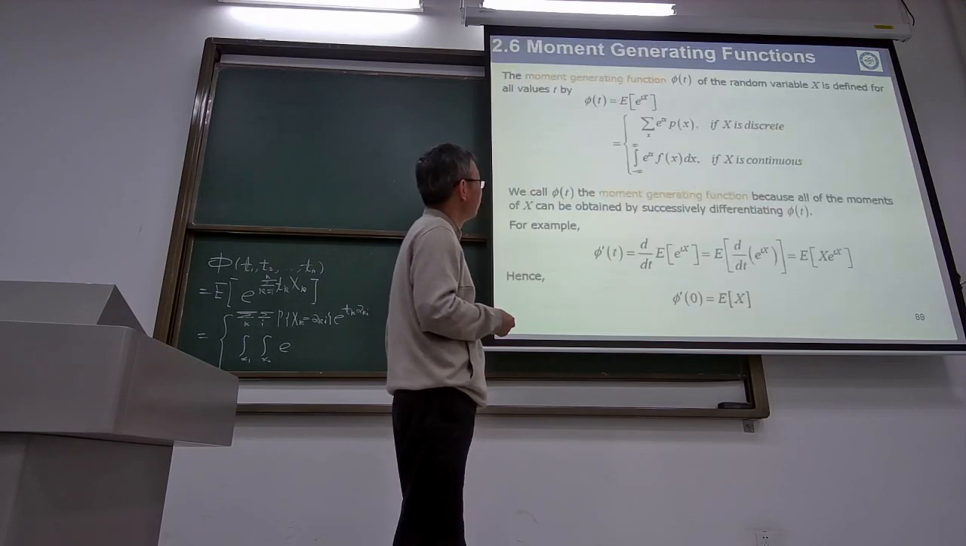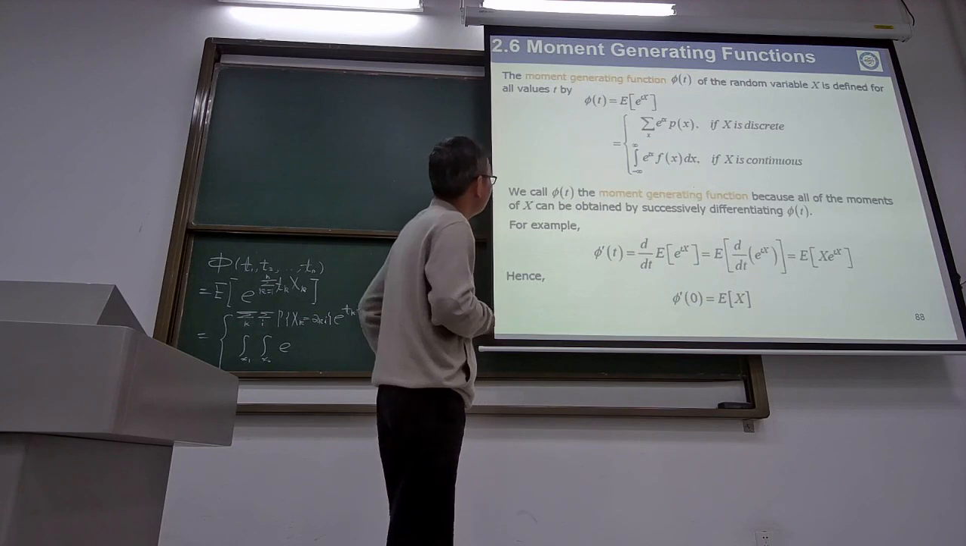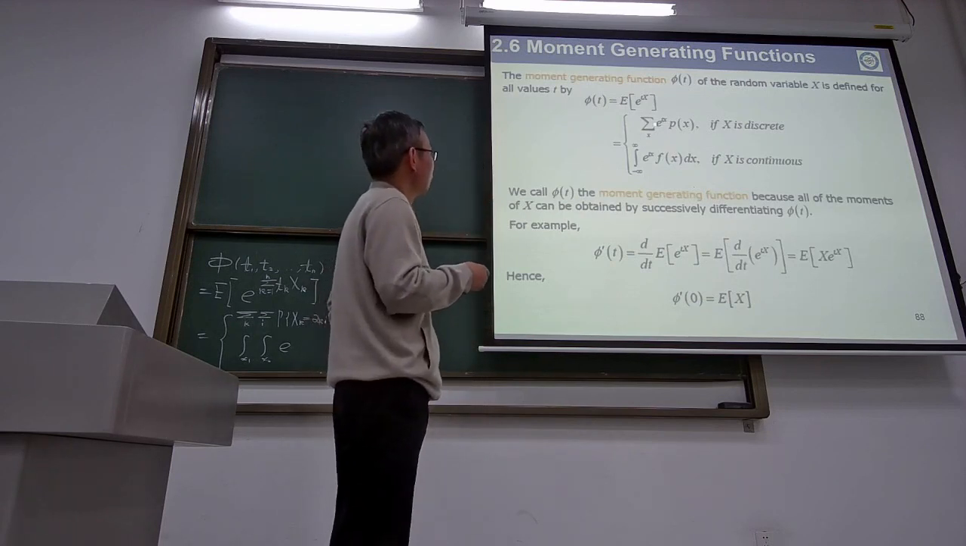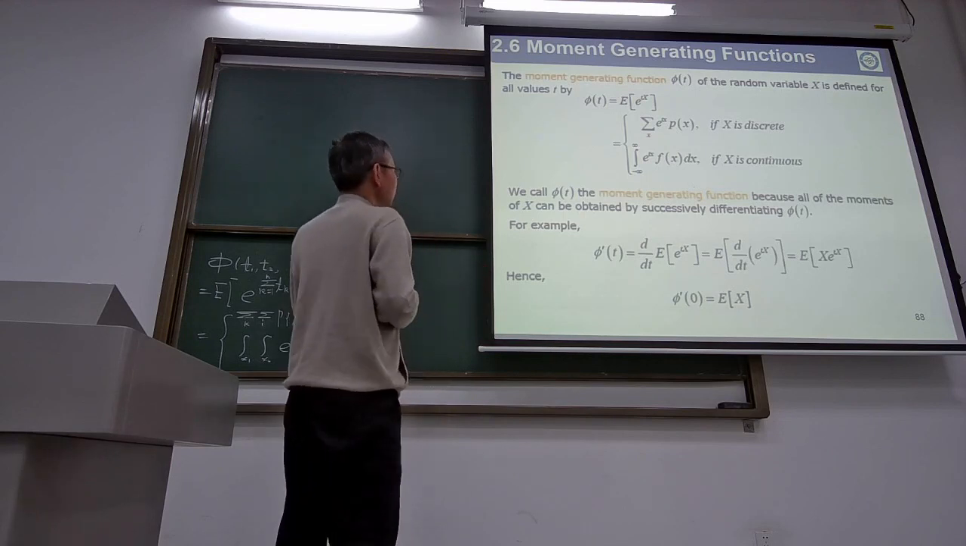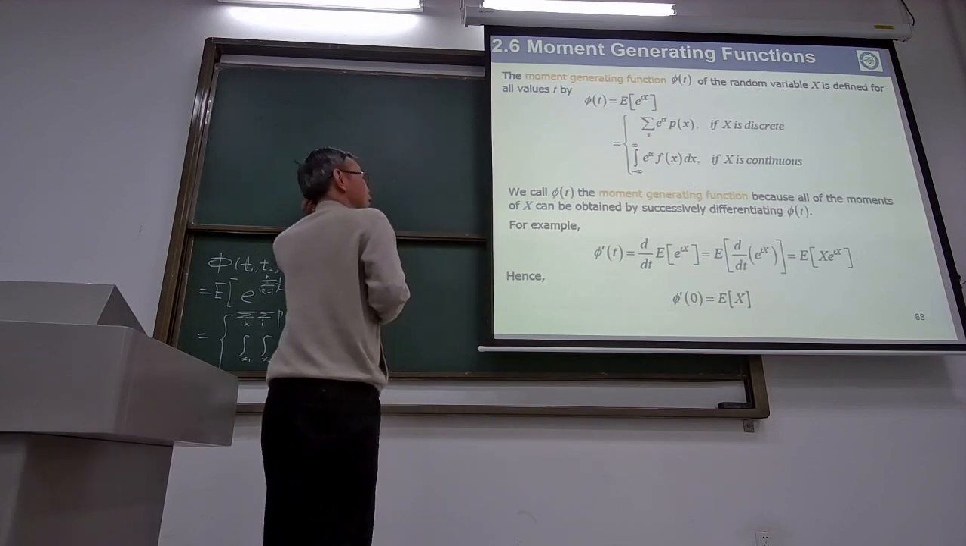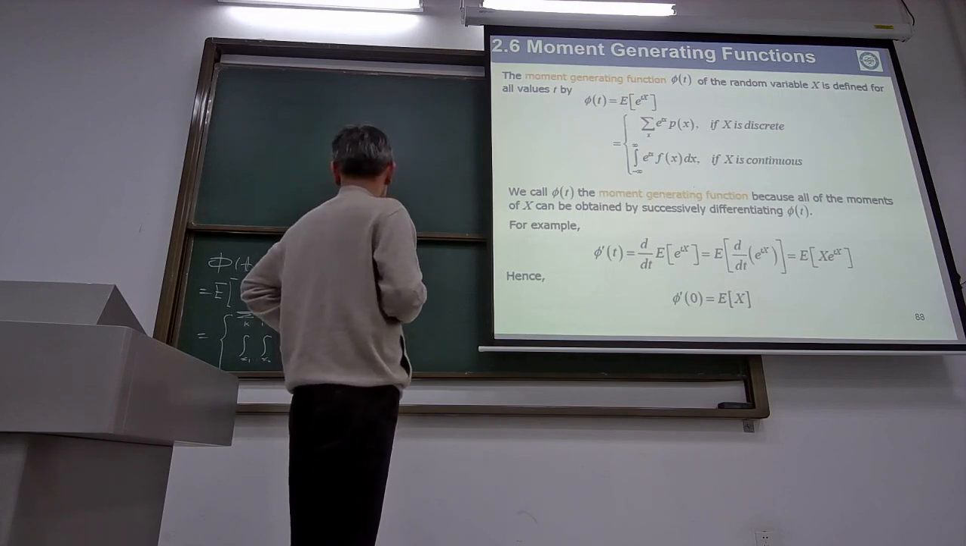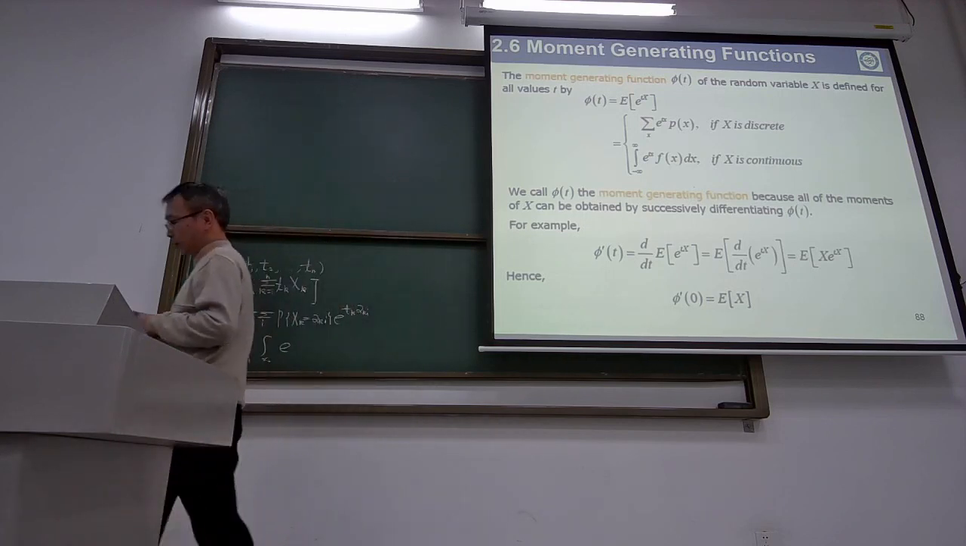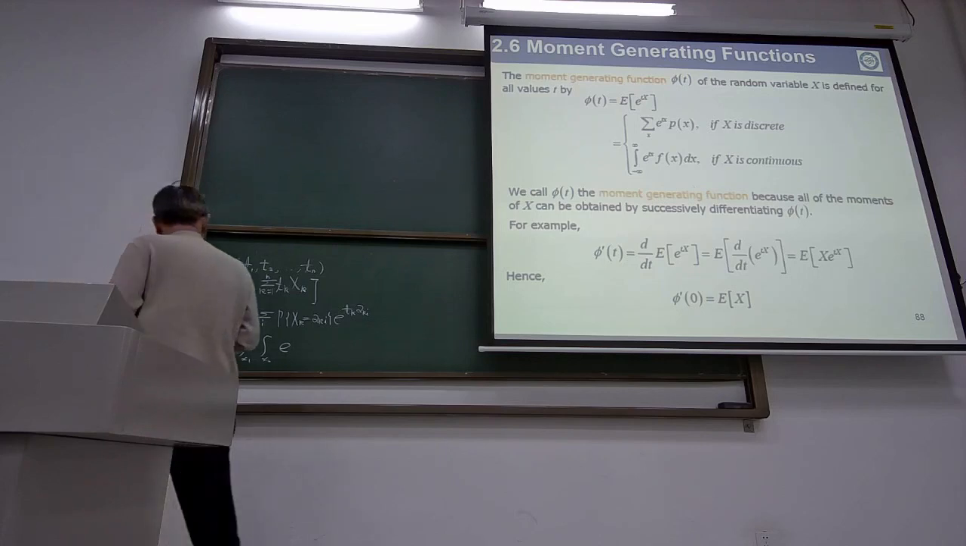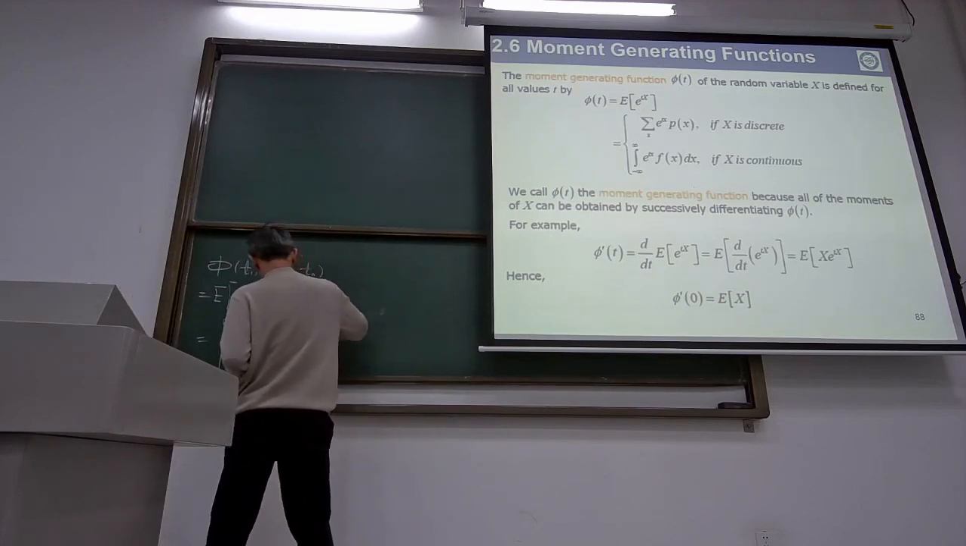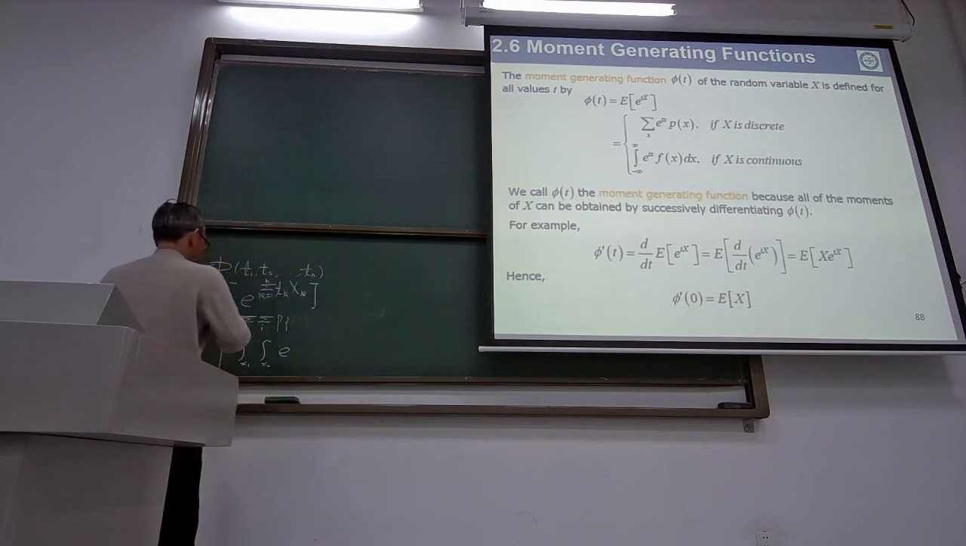Let's see here, x, all possible x. If we have something here, it should be 1.